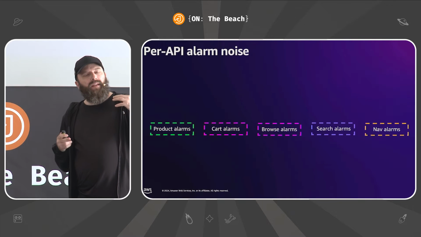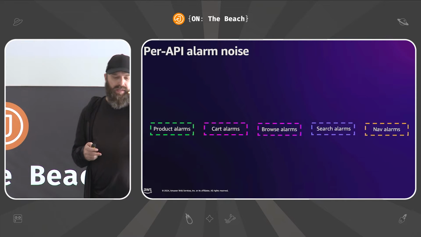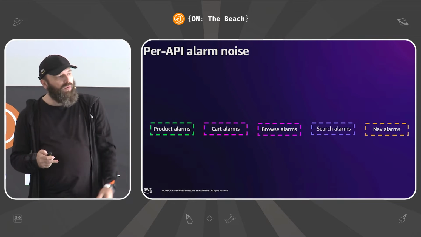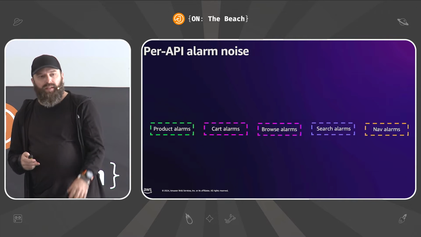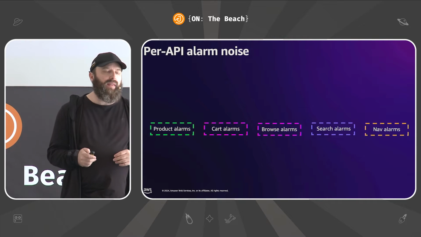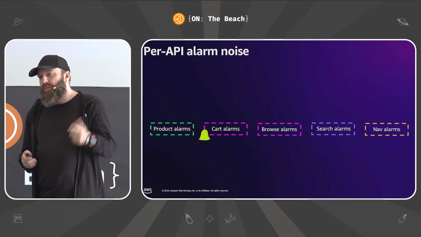But everything that happens in the web page, because we have the products, the cart, browse, everything that can fail separately, we need to measure separately. So we'll start creating alarms for every single thing. And we had alarms on the cart, which is nice.